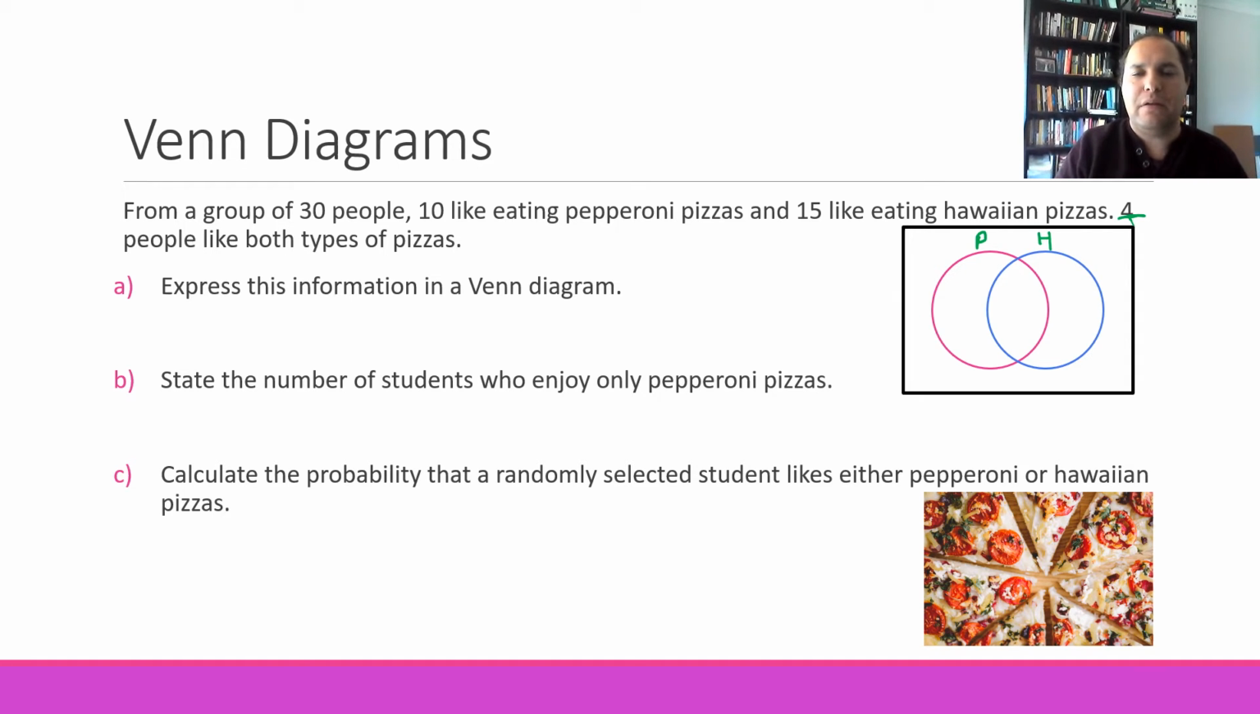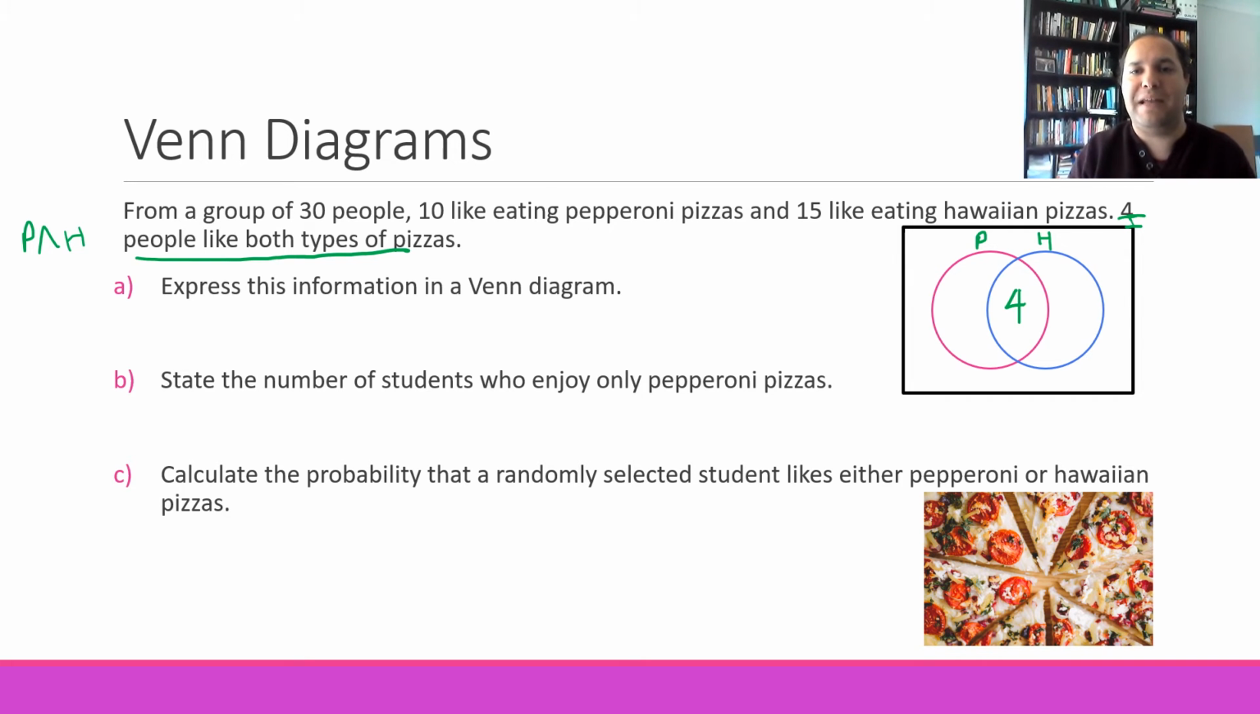Now, where to start with a Venn diagram? Usually you want to start with the numbers you know. And in particular, you want to start off with intersections, as much as possible. So in our question here, we're told that we've got 4 people that like both Hawaiian and pepperoni pizzas. So that's our intersection of P and H there. So in our overlap section here, we can say that there are 4 people who like pepperoni and Hawaiian.